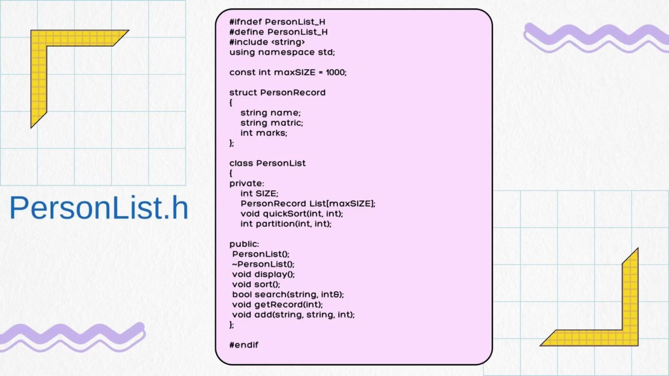Today I will demonstrate how to search student details by metric ID and sort students by course mark. Okay. First, we have the personlist.h as a header file. This file defines the structure and class for managing a student record. The person record structure holds the student information: name, matriculation number and mark. The person list class contains methods for managing this record, including sorting, searching, adding and displaying a record.